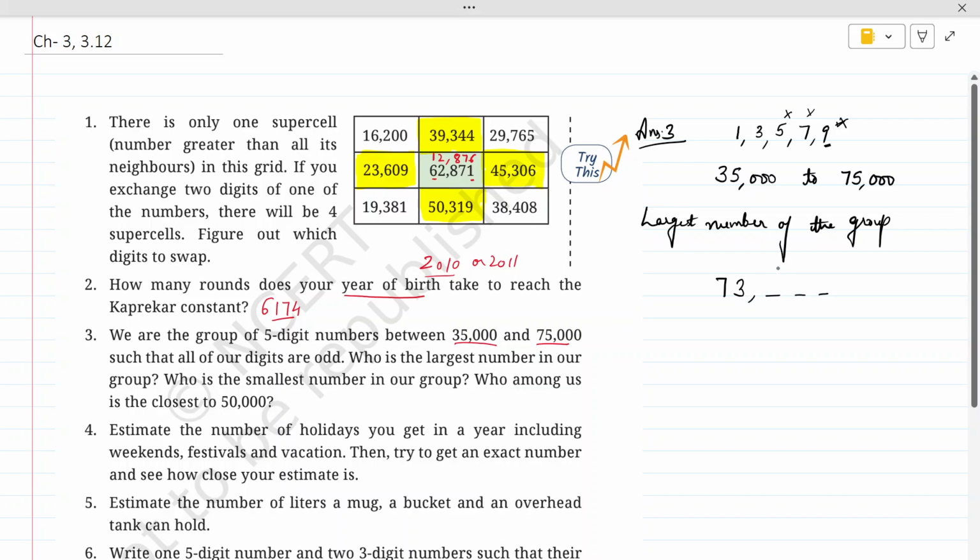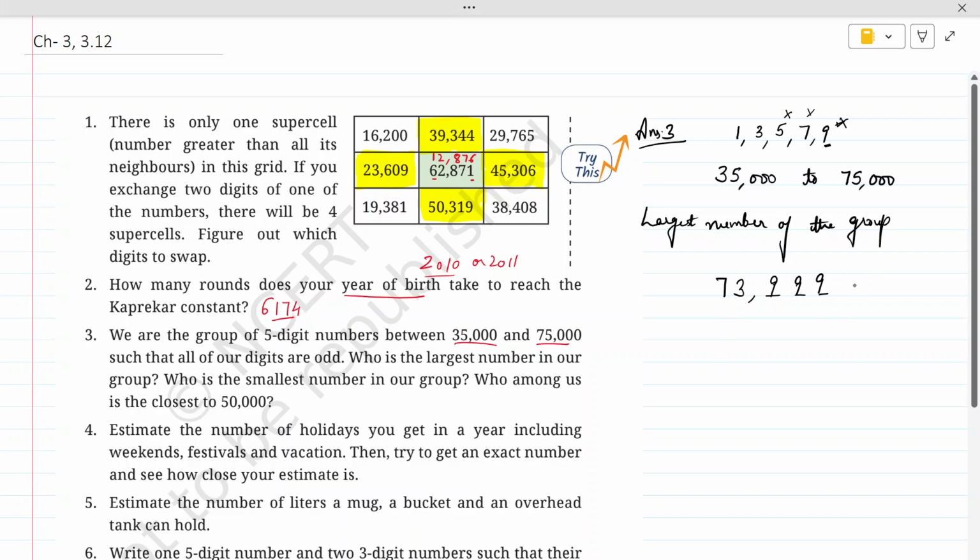So kids, the rest 3 digits should be odd and they should make it the largest number. So I will simply write 9 three times. I hope this is clear.